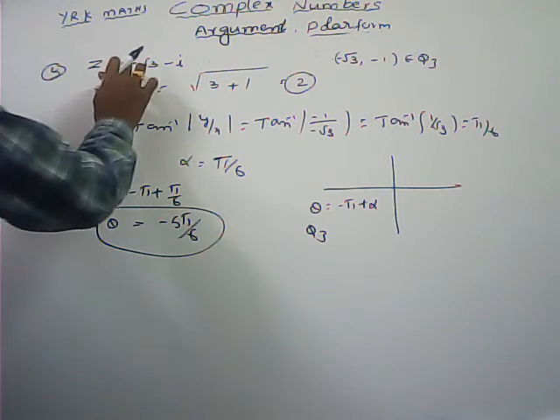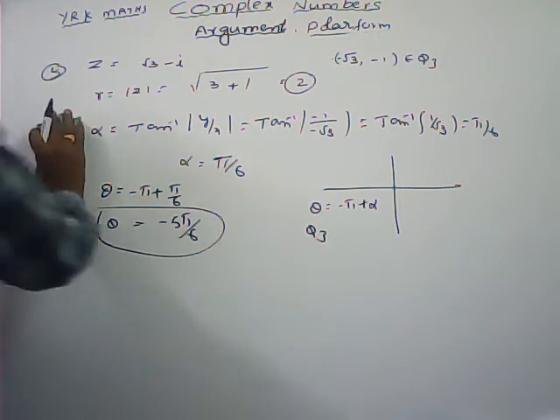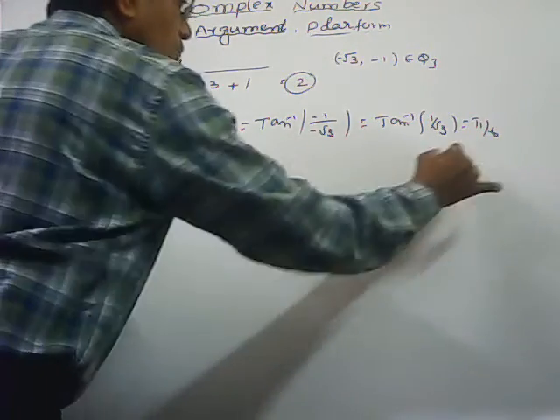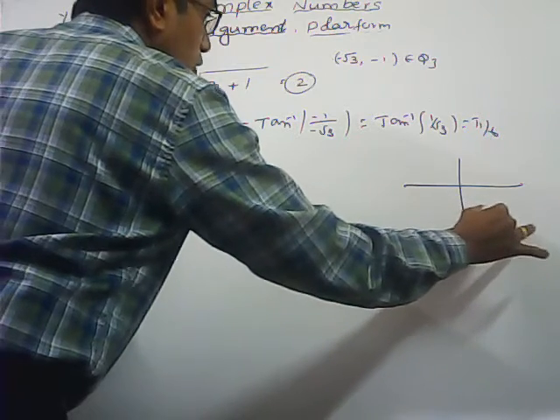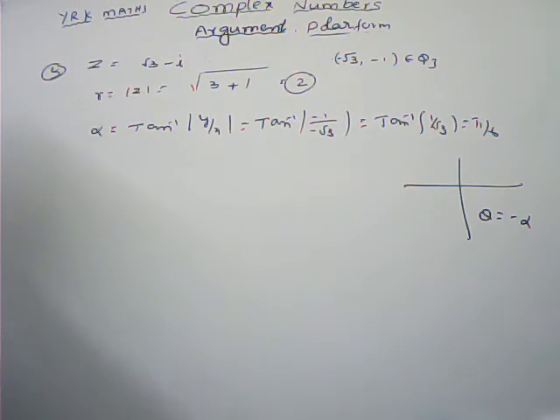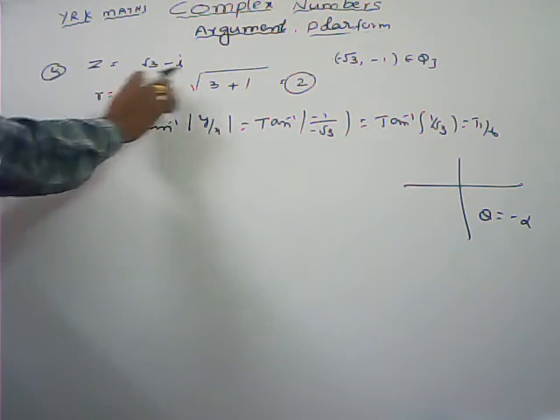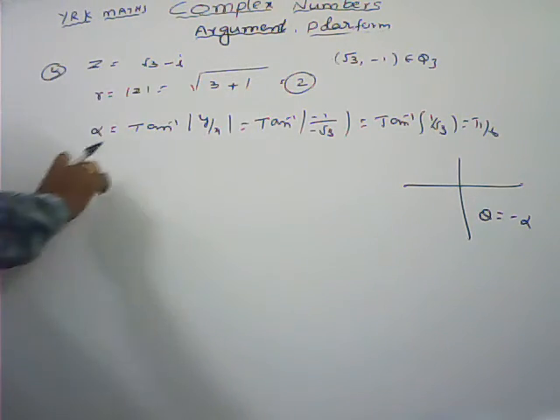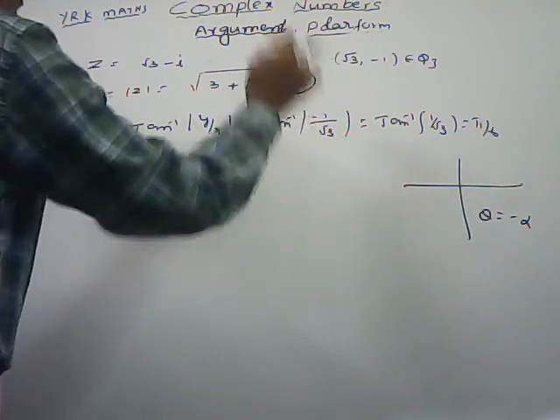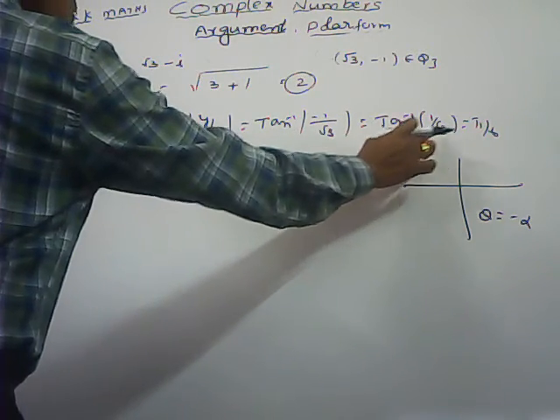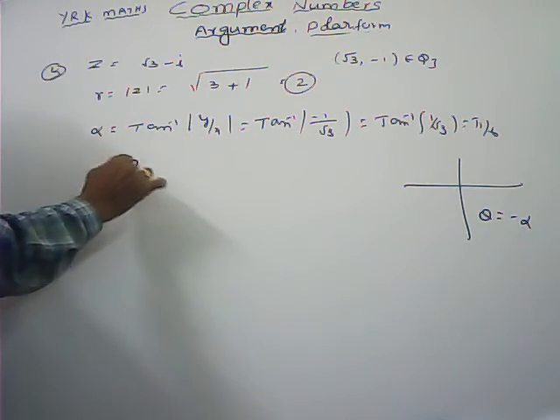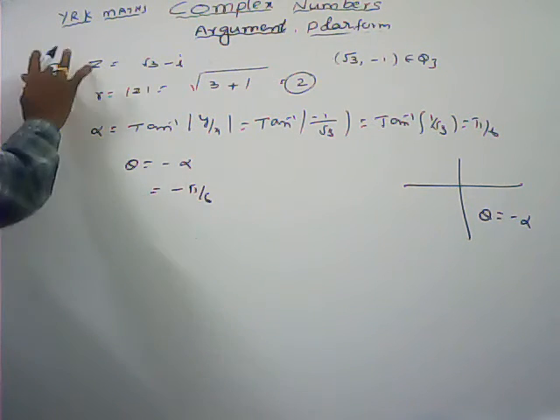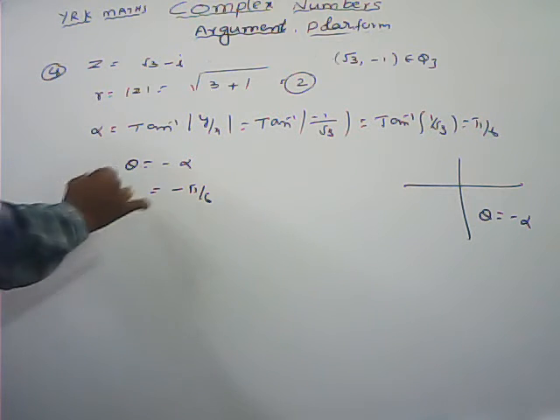Next, one more, I am taking plus to minus. Here also the same one. Fourth quadrant. In the fourth quadrant, what about the argument? That is equal to minus alpha. Here r is equal to modulus of z, the same thing we are getting, that is 2. Either it is positive or negative, we can consider the positive value, pi by 6. So here the argument, theta is equal to minus alpha, minus pi by 6.